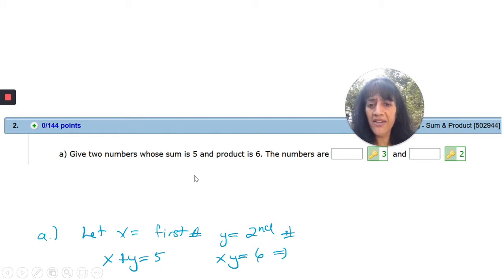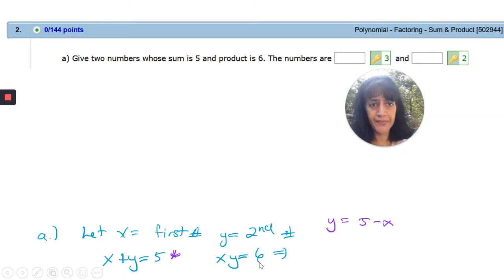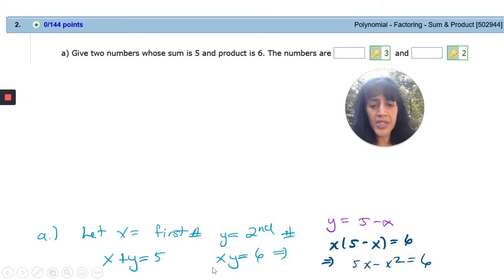Then the sum being 5 and the product being 6 means that x plus y is 5 and x times y is 6. So I'm going to take that first equation, x plus y equals 5, and solve it for y. So y is 5 minus x. Then I'm going to substitute it into the second equation. So instead of y here, in x times y is 6, I'm going to replace it with the purple, 5 minus x.